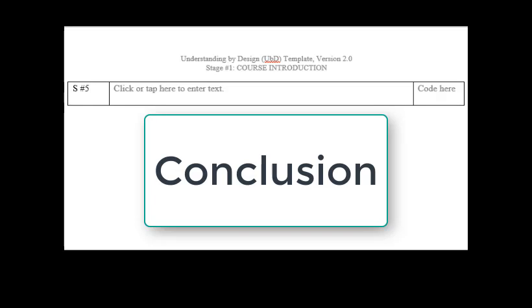Throughout the sections in stage number 1, you may have multiple identifiers or few, depending on your lesson. This is the conclusion of stage number 1.